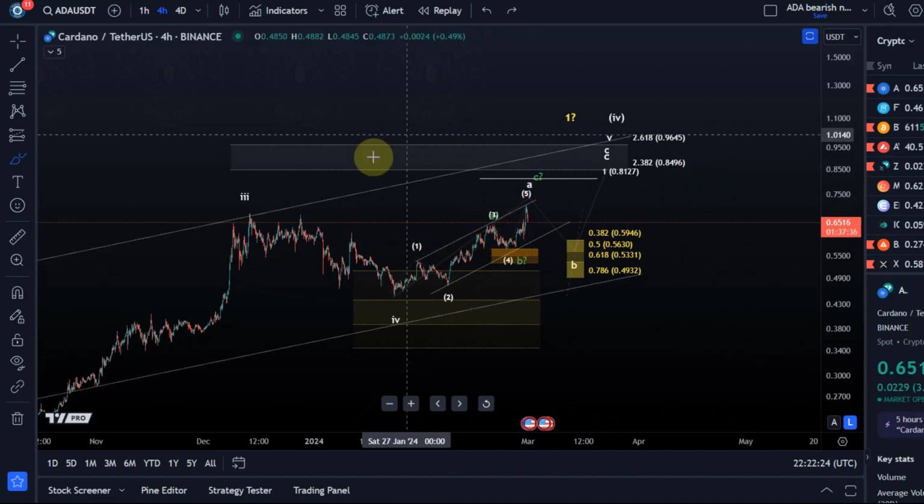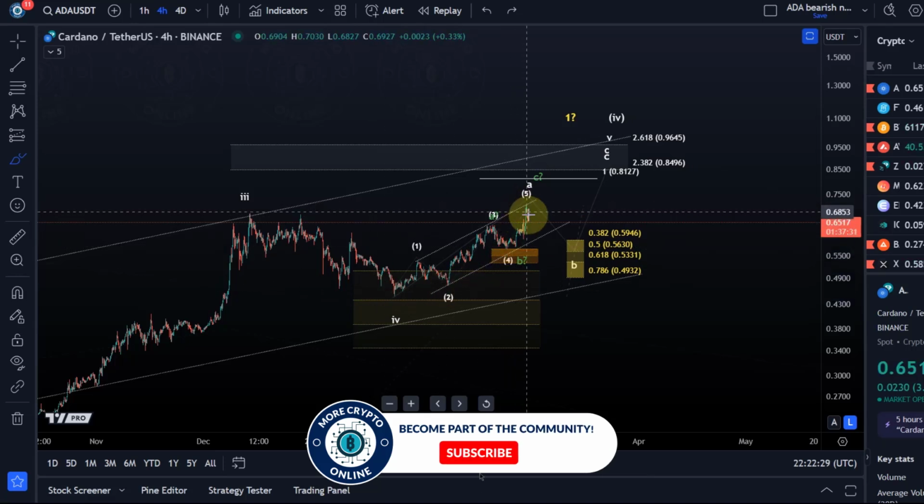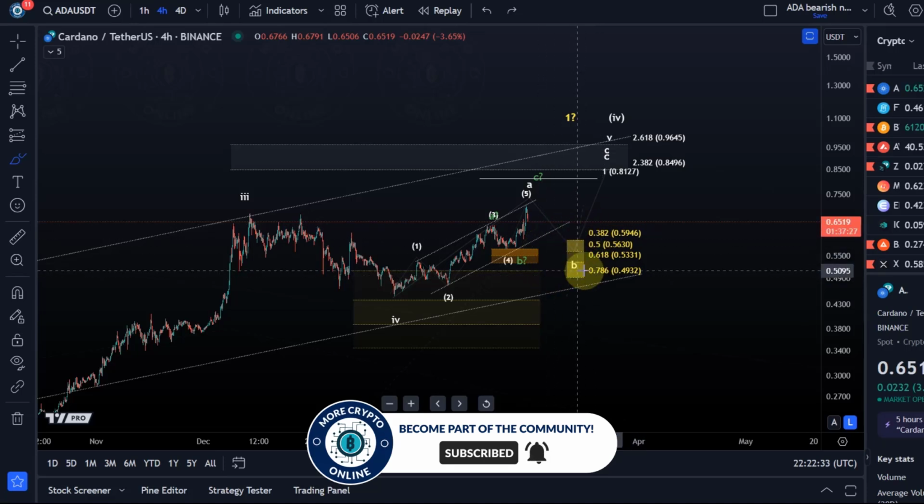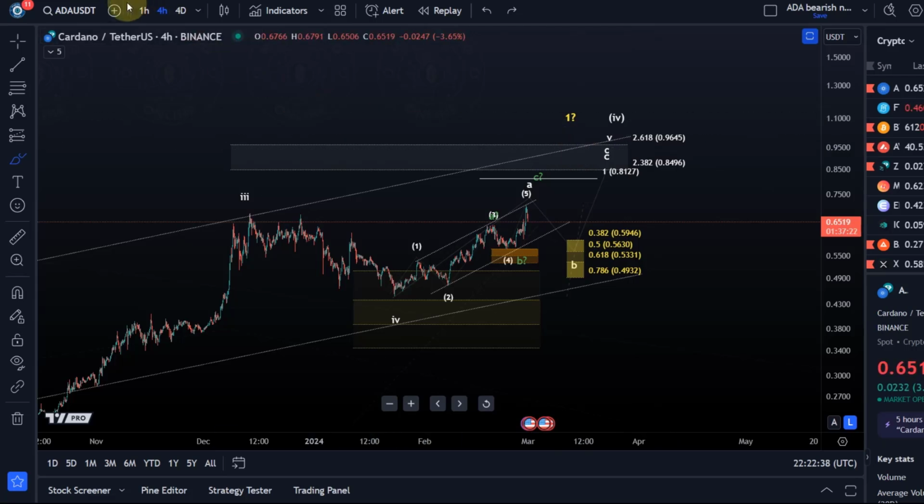But yeah, that's sort of the perspective here, and that we might have topped there in wave A. Certainly, as long as this support area is holding, we should get to our target 85 to 96 cents eventually.